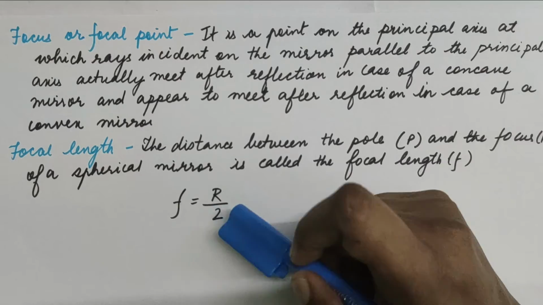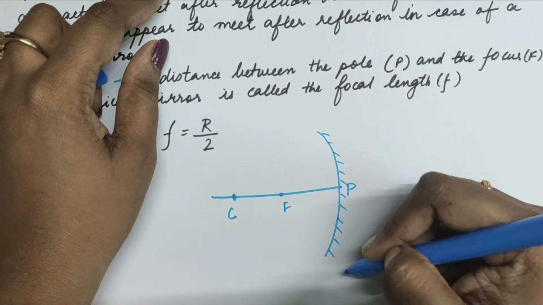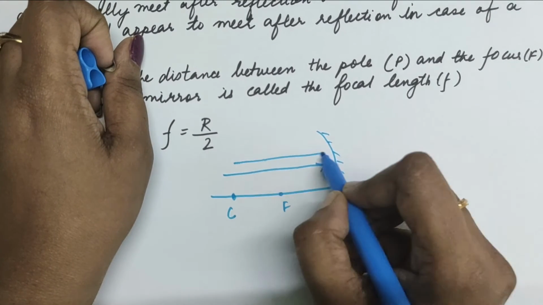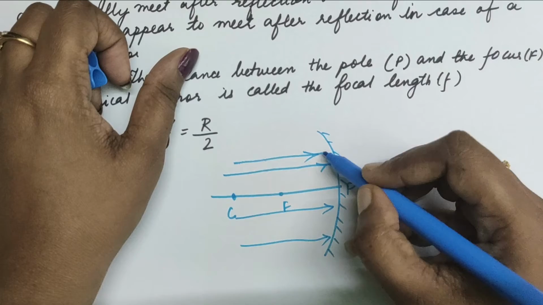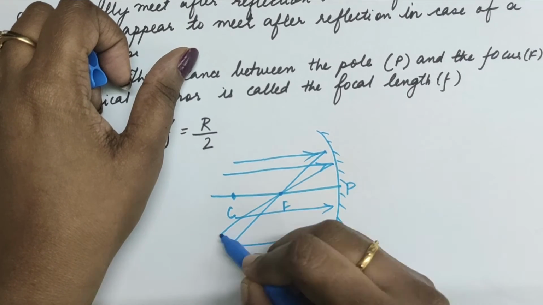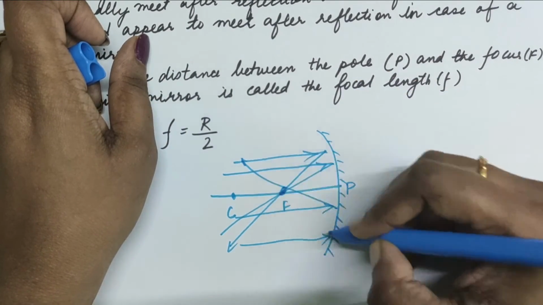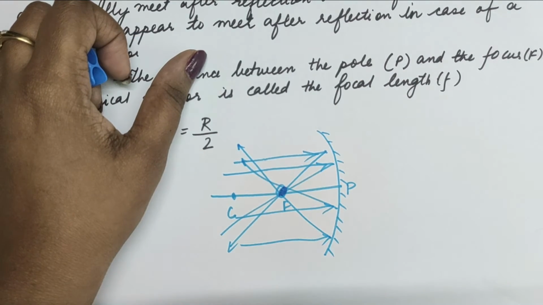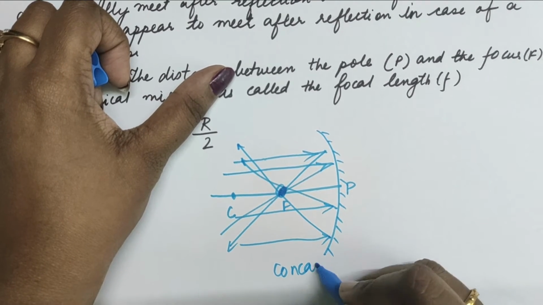So if I show you, if this is the center of curvature and this is a concave mirror, the rays which are parallel to each other, which are striking this reflecting surface, will all pass through a particular point which is the focus. This part is the focus. It is actually meeting in case of a concave mirror.